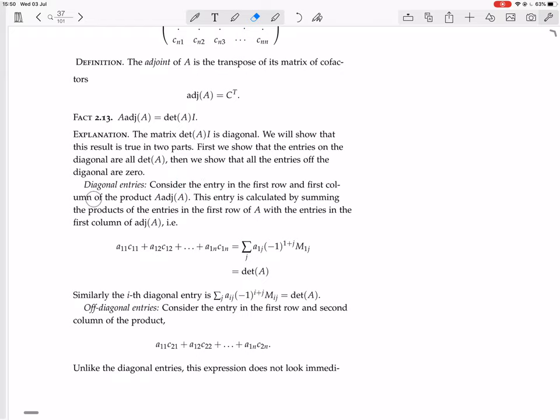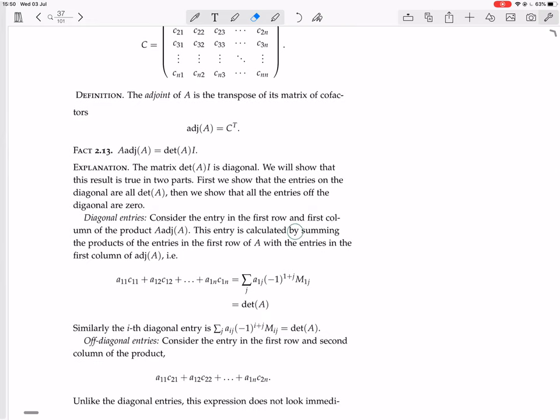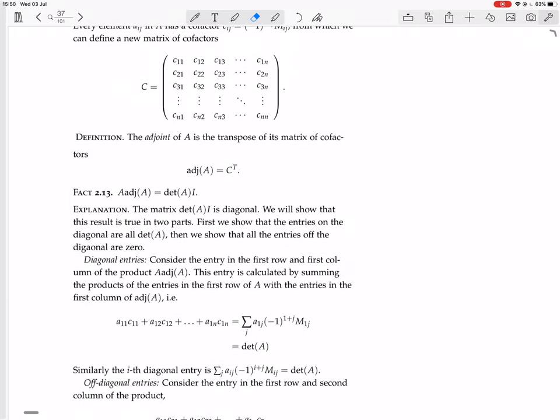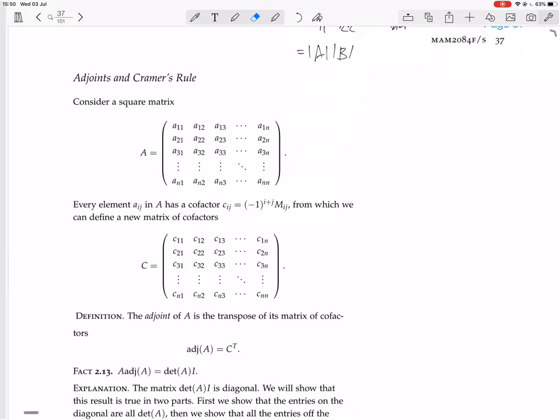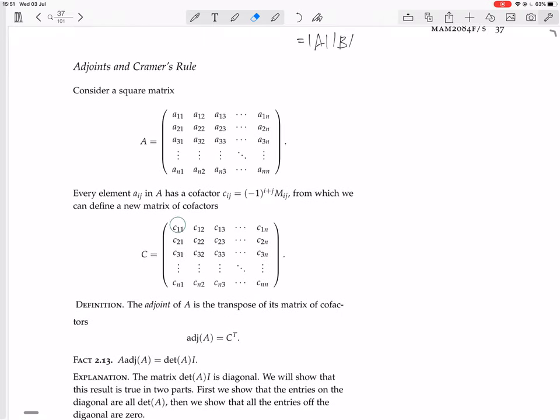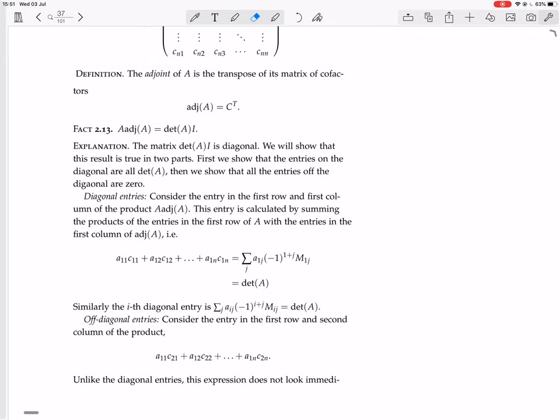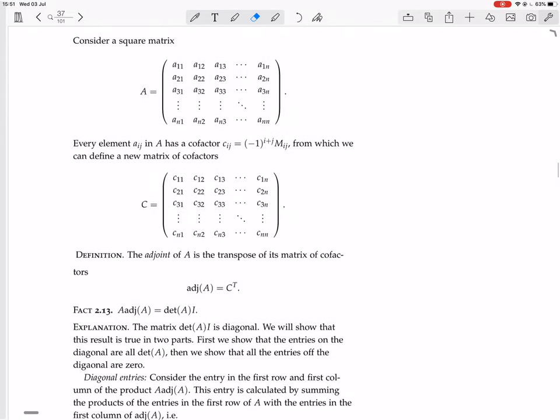Consider the entry in the first row and first column of this product of A times the adjoint of A. This entry is calculated by summing the products of the entries in the first row of A with the entries in the first column of the adjoint of A. The first column of the adjoint of A is the first row of the cofactor matrix. So we are multiplying this entry by that entry, plus this entry by that entry, and so on. In other words, we're multiplying each entry by its cofactor, which should sound a lot like the definition of a determinant: choose any row or column, go along it, and multiply each entry by its cofactor.